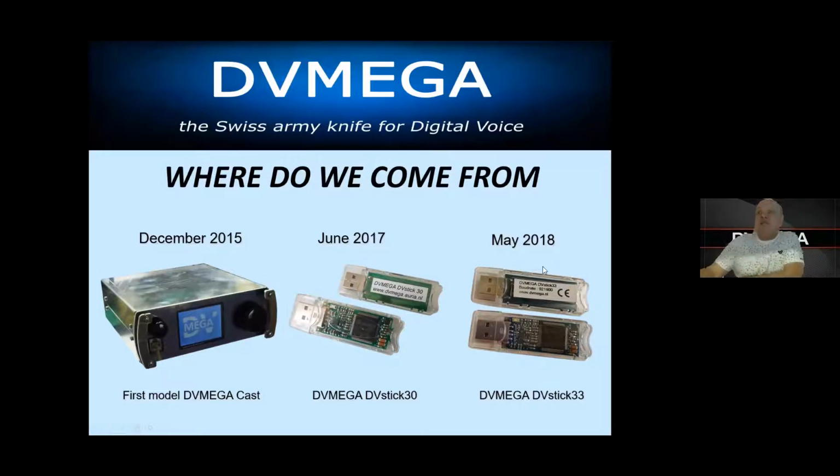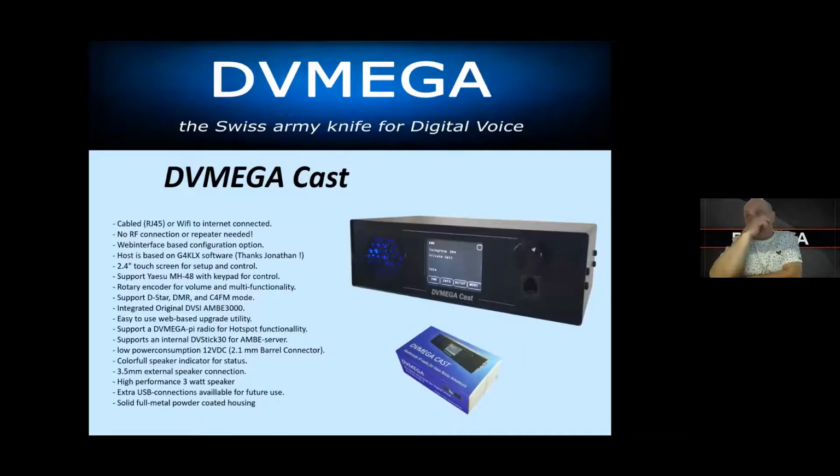May 2018, a detail is the DV Stick 33. It's the 3-channel variant of the DV Stick 30. Then in 2019, the cast came in.